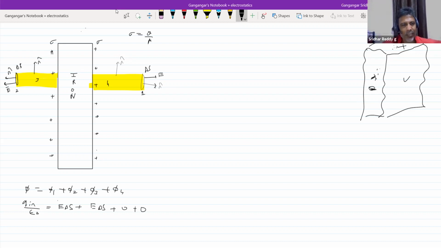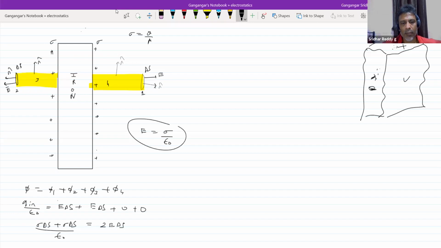So what is Q in? Charge enclosed. Both the Gaussian surfaces, both the Gaussian cylinders, are enclosing a charge. So therefore this should be equal to sigma into delta S, sigma into delta S. 2E delta S. So how much will the total field be? Sigma by epsilon naught.